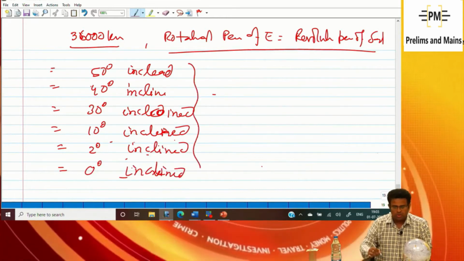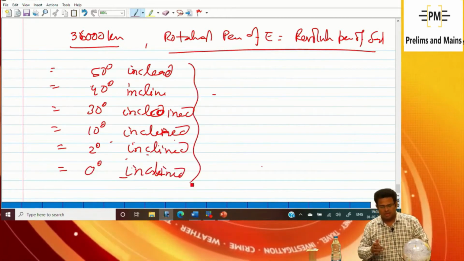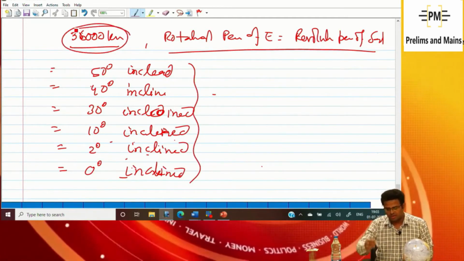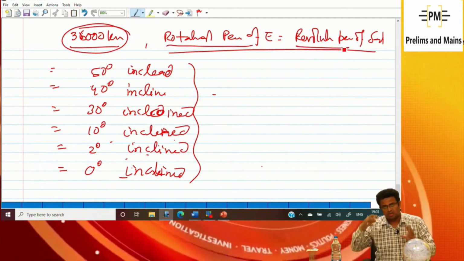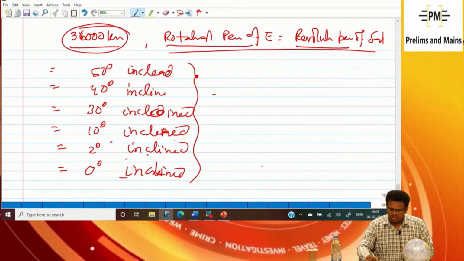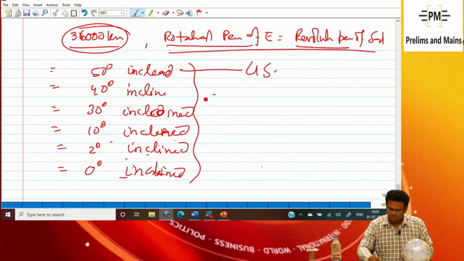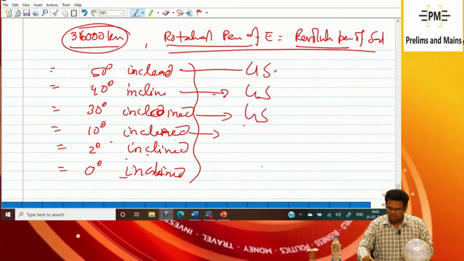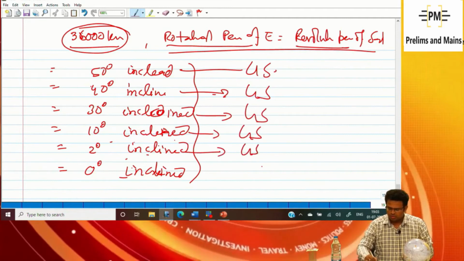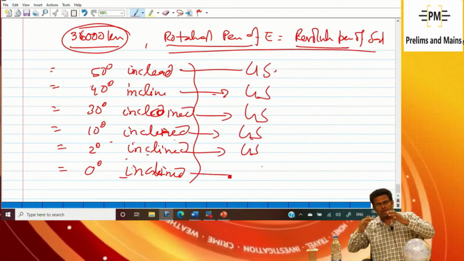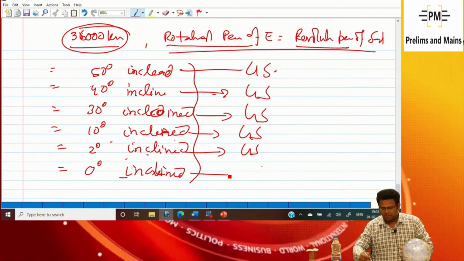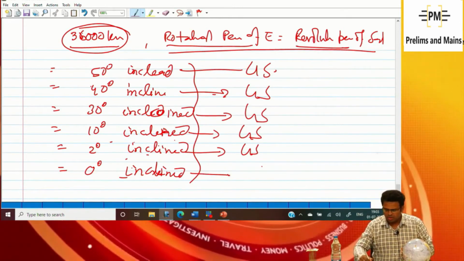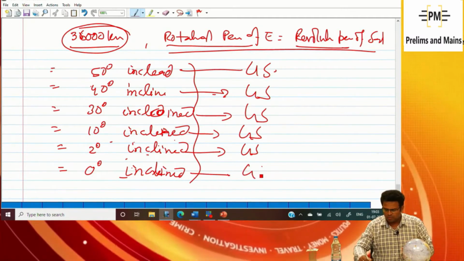All are geosynchronous. Somewhere it is synchronizing with the earth, because 36,000, that is 35,786 kilometer, and the rotational period of the earth, it is synchronized with the earth. So these are geosynchronous, but the one which is above the equator and parallel to the equator at 0 degree inclination, meaning no inclination, is known as geostationary.